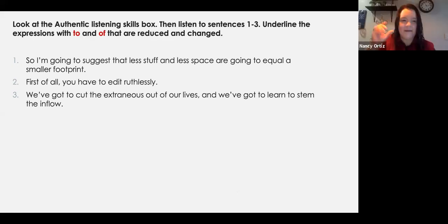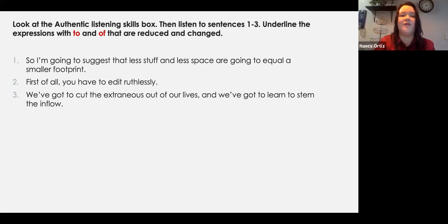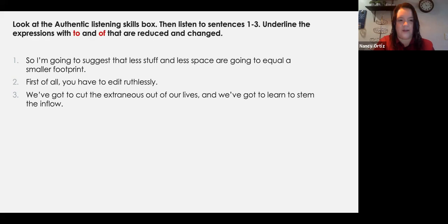Yeah, I'm having some issues with your audio, but don't worry, don't worry. Laura, did you find any other word to help us reduce sounds in sentence 1? No, I think not, but maybe are gonna equal a smaller footprint. We're gonna equal a smaller footprint. So we have 2 with reducing going and 2, okay?